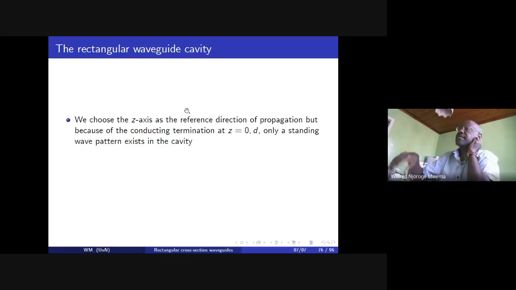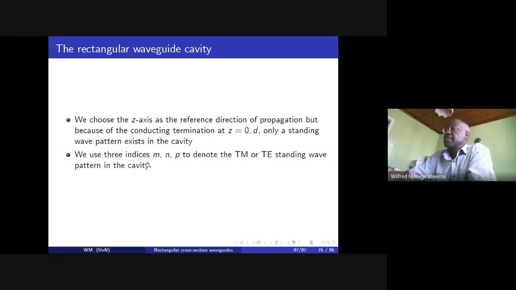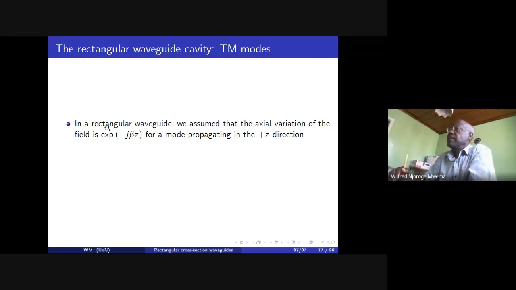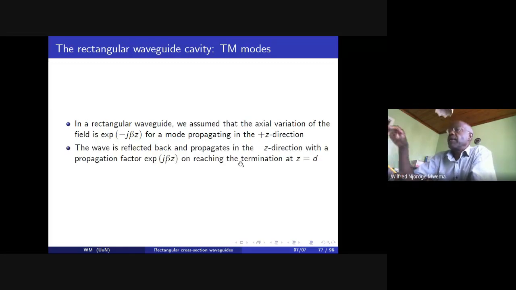So we choose the Z axis as the reference direction of propagation, but because of the conducting termination at Z equal to 0 and D, only a standing wave pattern will exist inside the cavity. And then we must use 3 indices, which we choose to be MN, coming from our usual waveguide terminology, and P to denote the TM or the TE standing wave pattern inside the cavity. In a rectangular waveguide, we assumed that the axial variation of the field has the exponent of minus j beta z for a mode propagating in the positive z direction. The wave will be deflected back at the termination and propagate back in the minus z direction with a propagation factor exponent of j beta z on reaching the termination at z equal to d.